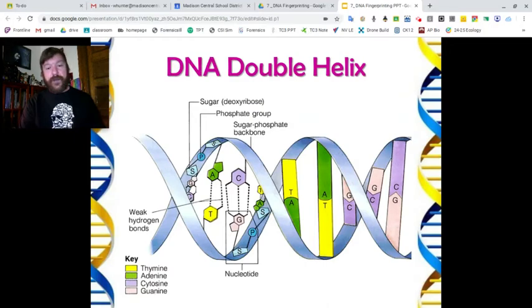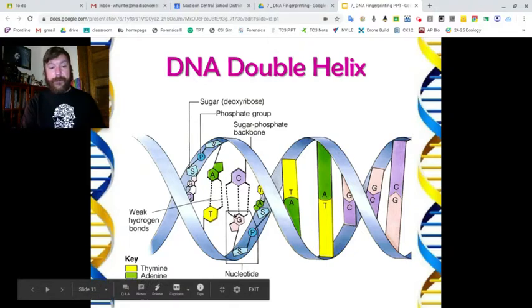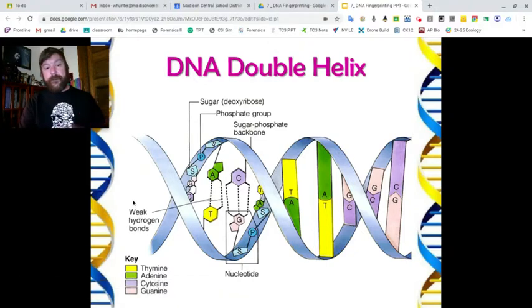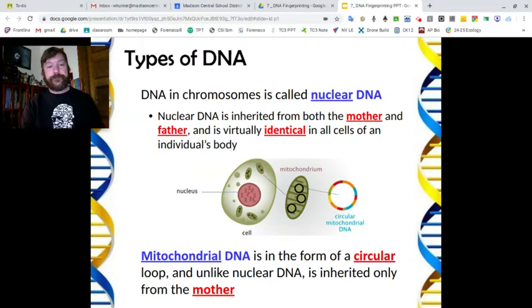So here's an expanded view. You can see the sugar and the phosphate in the backbone, and they just repeat over and over and over again. Then you have your nitrogen bases across the middle and the twist of the DNA. So this is a really commonly well-studied feature. There are different forms of DNA, but not in humans.